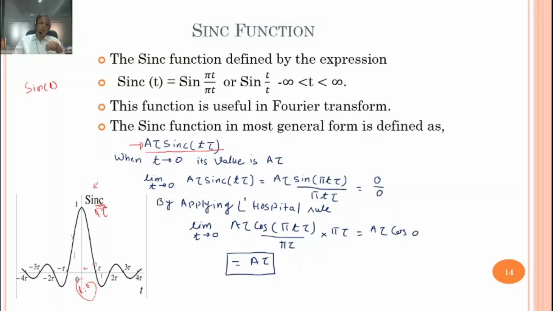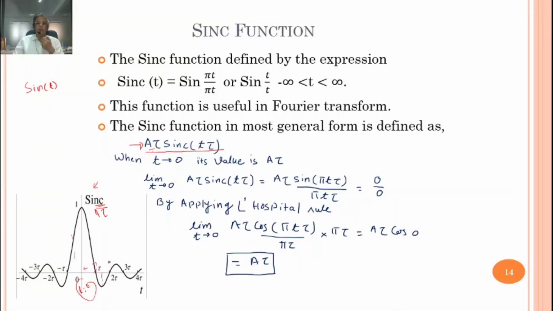Now if we observe this waveform for the sinc function, then we will find the value of the sinc function at t equal to 0, at this instant where this sinc function is maximum. And A is the amplitude, A tau, and here the tau is the duration from 0 to the first lobe crossing, to this tip, and the duration is denoted by tau.